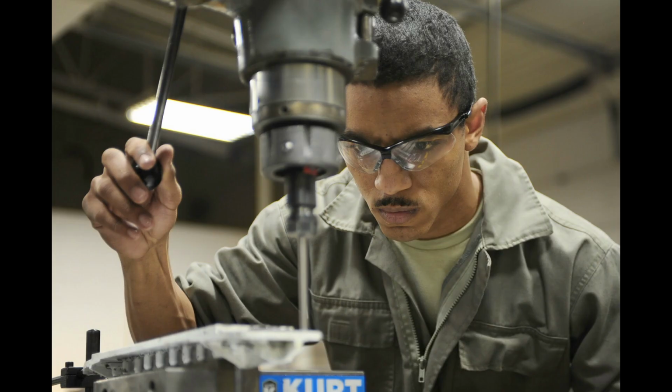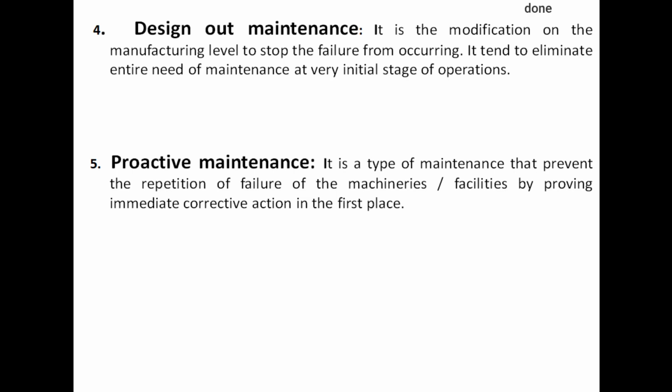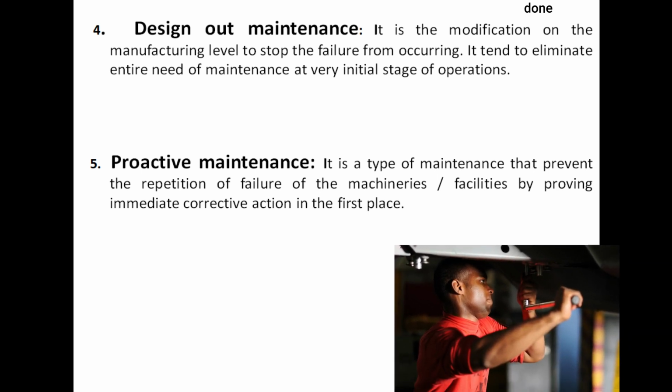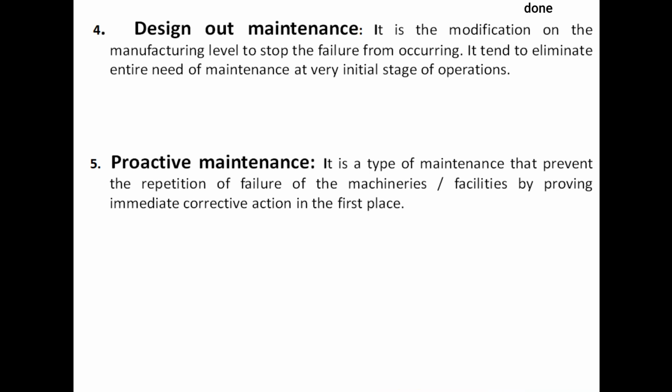As we can see in the image, the fifth type is proactive maintenance. These are the maintenance activities that prevent repetition of failure of the machineries or equipment by providing immediate corrective action in the first place.